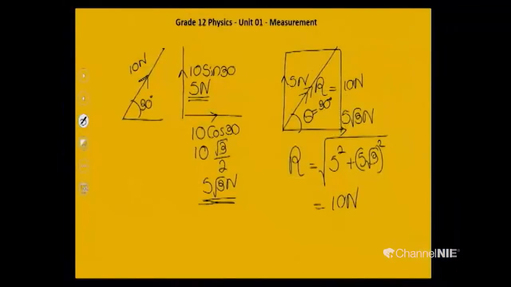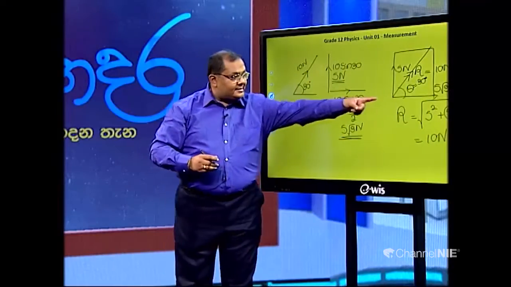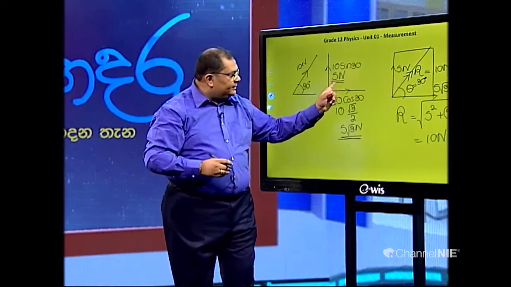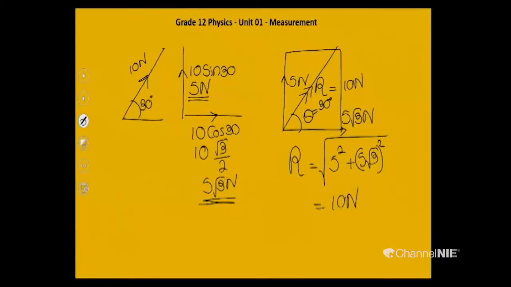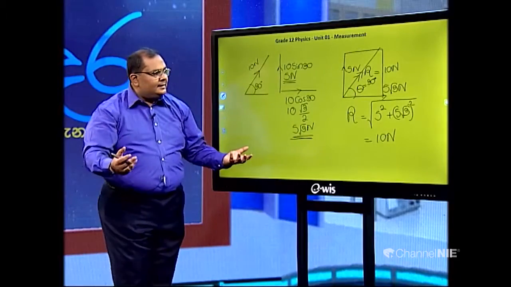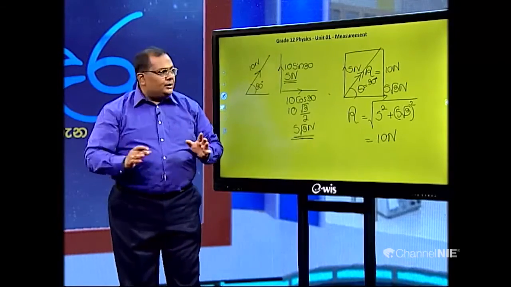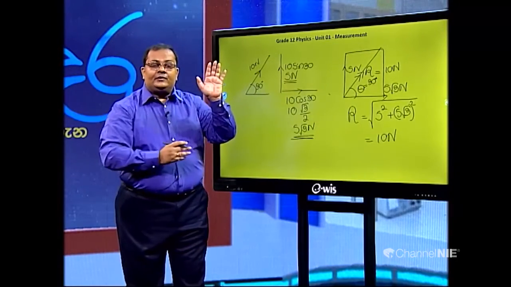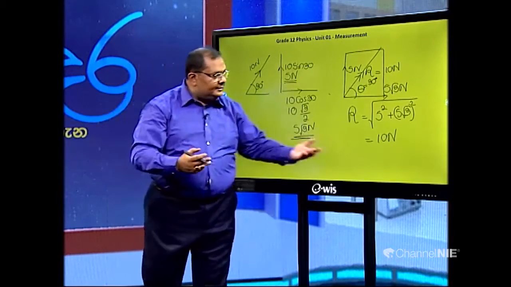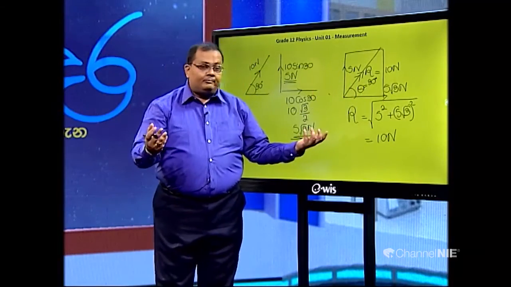Actually, you can see we found resultant of this kind of two vectors. One of them was 5, one of them was 5 root 3. And we found resultant. We saw that 10 newtons. Same way, the other way round, we resolve that. Then you can see same answers are coming again. Then you should know how to find resultant, how to find components. How to find resultant? Pythagoras principle.